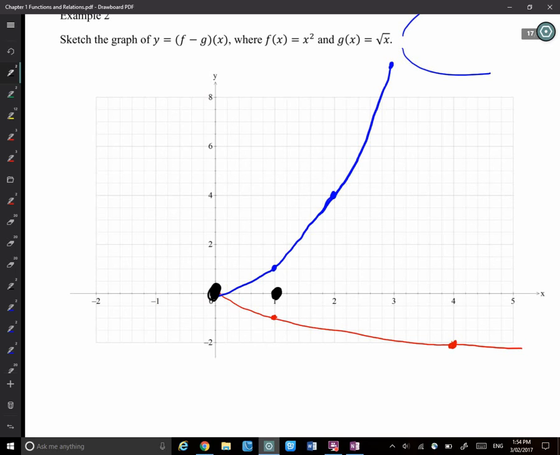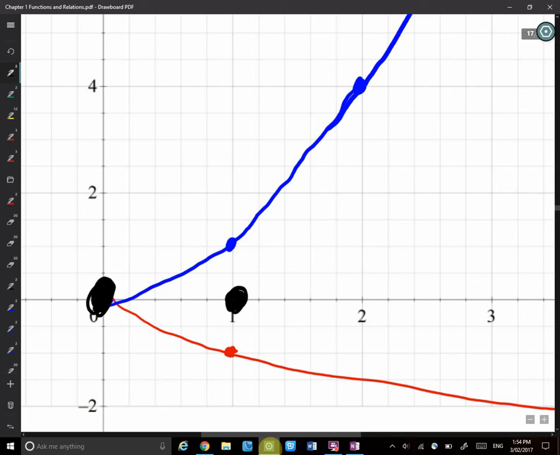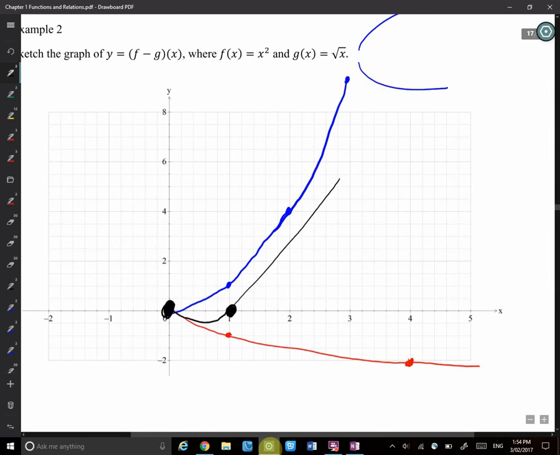And we start from here, and we have another x-intercept here. What do you think the shape of the graph will be here? It should be turning. It can't be all 0. It should be turning here. So the graph will be like this. Okay, does that make sense?